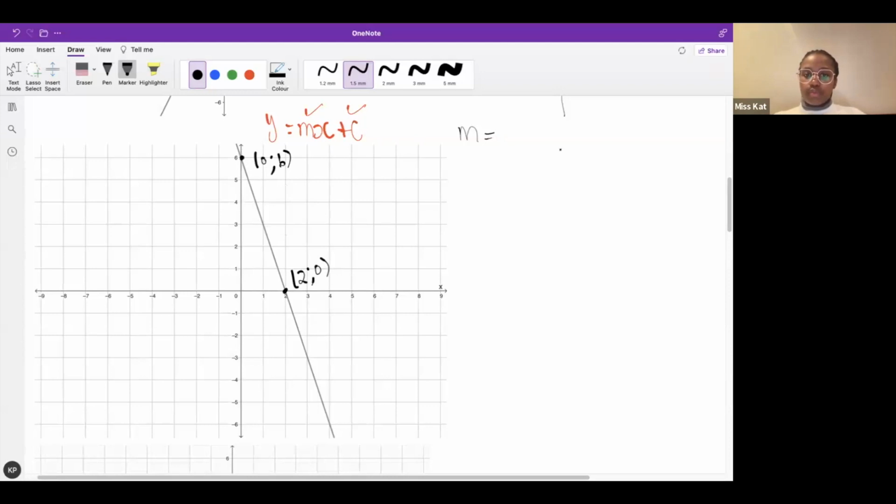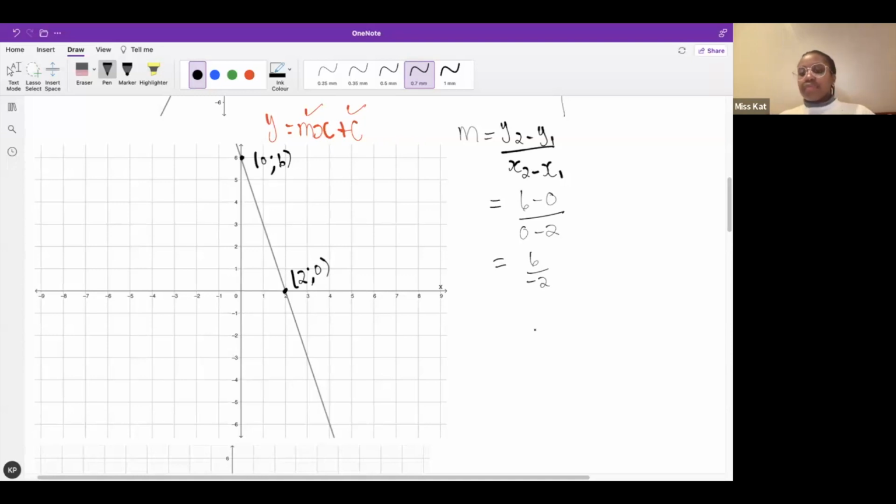Okay, ma'am. So first we're going to say y2 minus y1 over x2 minus x1. I'm using a marker. There we go. Okay, let's go. And then, ma'am, I'm going to use 6 and 0. So we're going to say 6 minus 0 over 0 minus 2. And then we're going to get 6 over negative 2. Therefore, gradient is equal to negative 3.